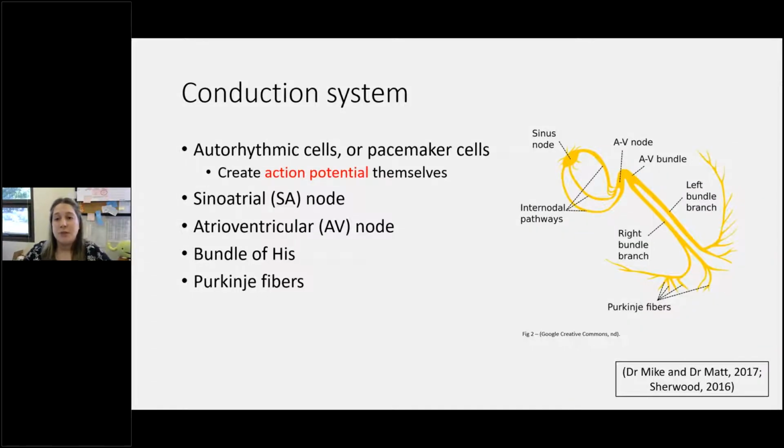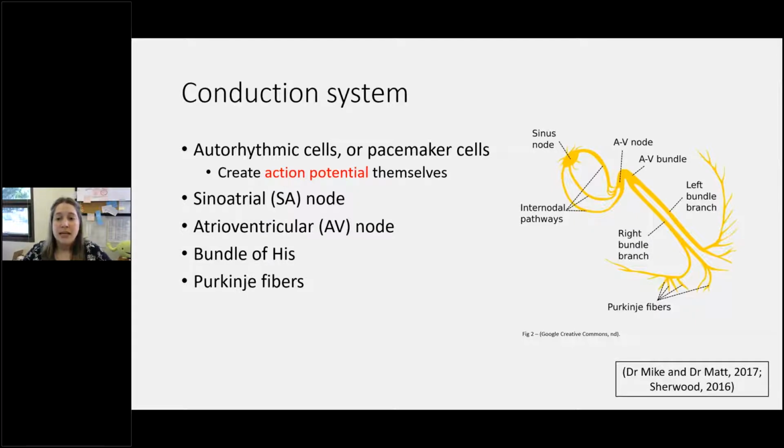The conduction system of the heart begins with the autorhythmic cells, also known as pacemaker cells. These cells are unique in that they can create their own action potential or electric activity. The sinoatrial node sits in the left-hand corner of the heart and is the leader of this system. The SA node beats between 70 to 80 times per minute. This node sets the pace for regular heartbeat, which is between 60 to 100 beats per minute, depending on the person. The rest of the heart follows pace based off the SA node.